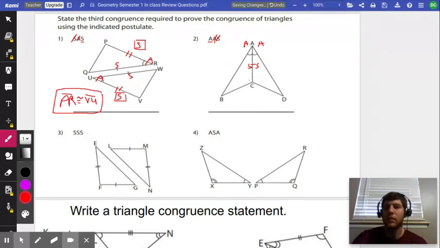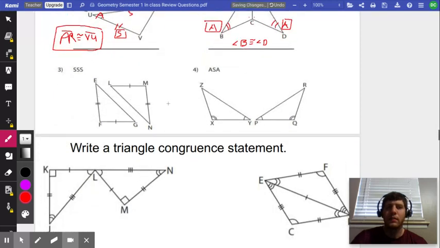So if we pick these 2 sides, that would be side, angle, side, angle. We want angle, angle, side. So we need to pick angle B is congruent to angle D. That's going to be our second pair of angles here. So we need angle B to be congruent to angle D. That way you have angle, angle, side.